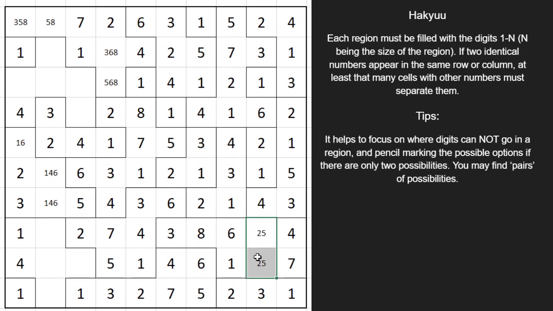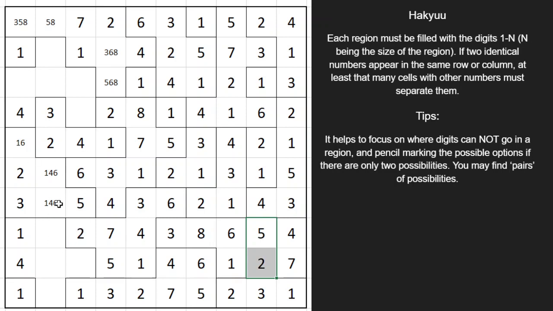And can we resolve this pair? We can with this 5. 1, 2, 3, 4, 5. The 5, if the 5 was here, there'd only be 4 cells in between. So this is the 2, that's the 5. We'll make that bigger.